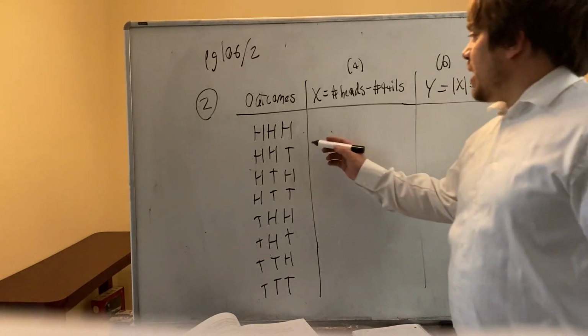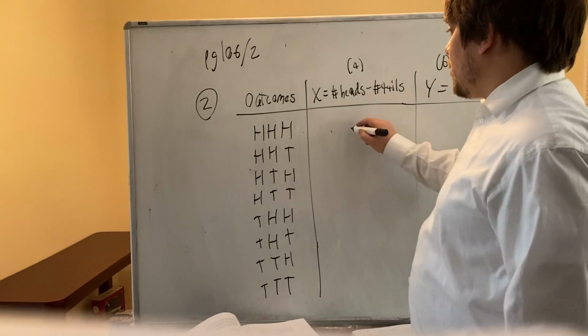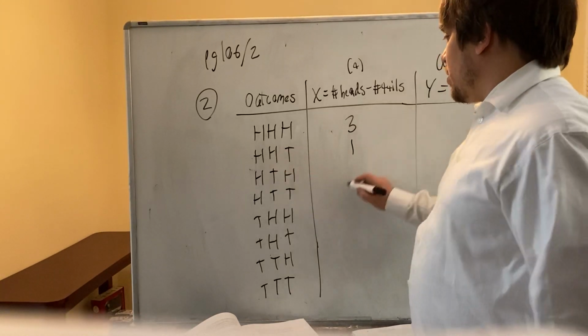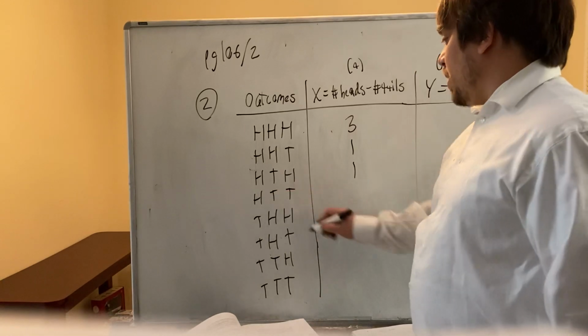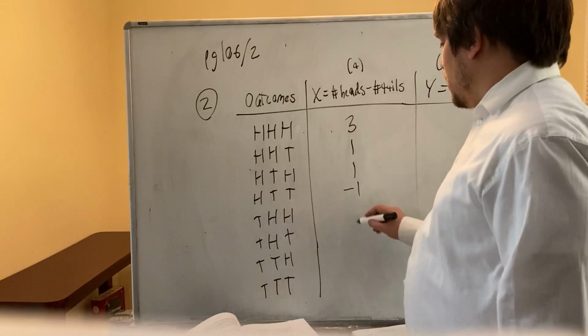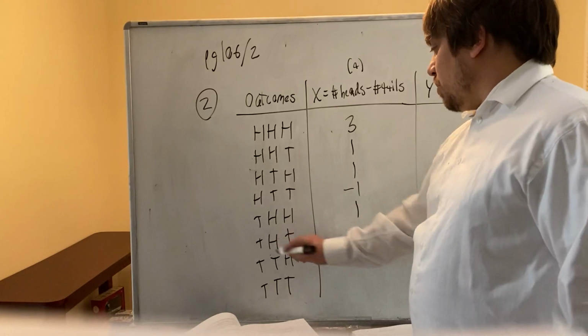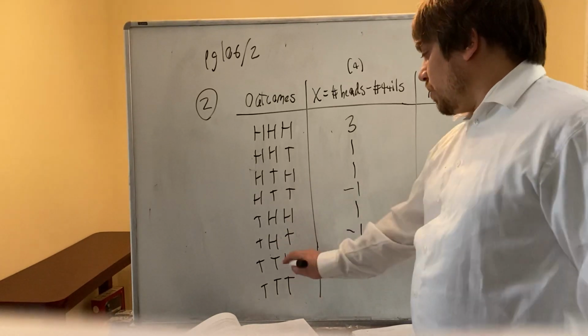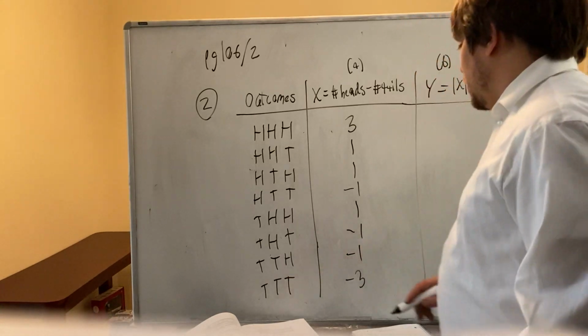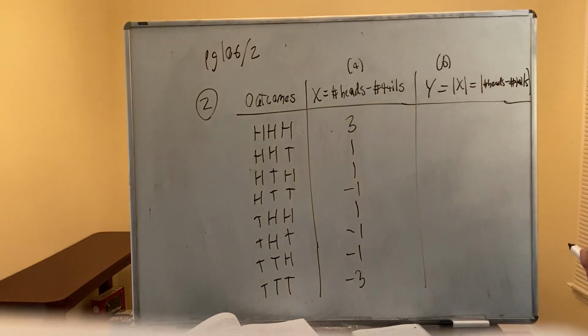So X is the number of heads minus the number of tails: 3 minus 0, which is 3. 2 minus 1, which is 1. 2 minus 1, which is 1. 1 minus 2, which is negative 1. 2 minus 1, which is 1. 1 minus 2, which is negative 1. 1 minus 2, which is negative 1. 0 minus 3, which is negative 3. That's the number of heads minus the number of tails for each outcome.